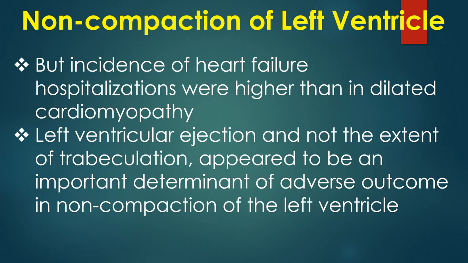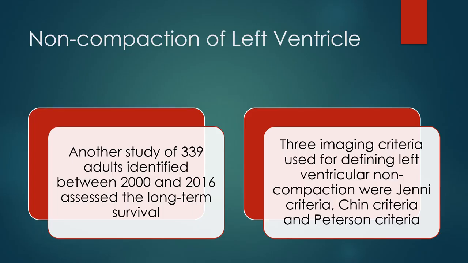Left ventricular ejection fraction, and not the extent of trabeculation, appeared to be an important determinant of adverse outcome in non-compaction of the left ventricle. Another study of 339 adults identified between 2000 and 2016 assessed the long-term survival. Three imaging criteria used for defining left ventricular non-compaction were Jenni criteria, Chin criteria, and Petersen criteria.